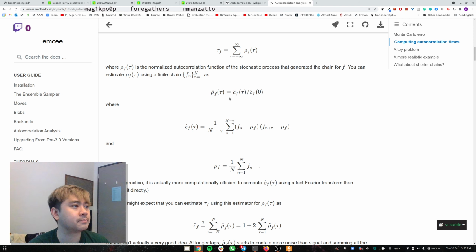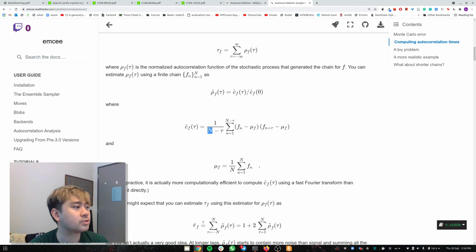Okay, so you have the lag, and then this is lag 0, which means that this is in fact just the variance, the empirical variance, I guess. And then this is like a truncated sum, or rather a truncated term, because it's n and it's not infinity.